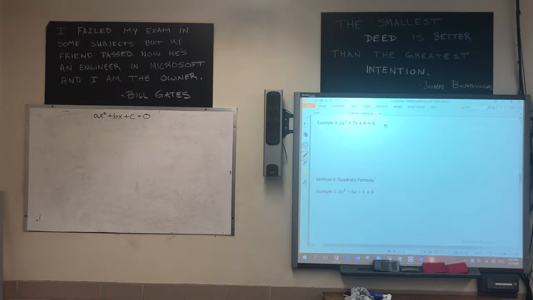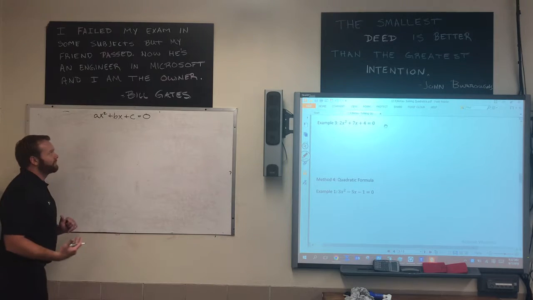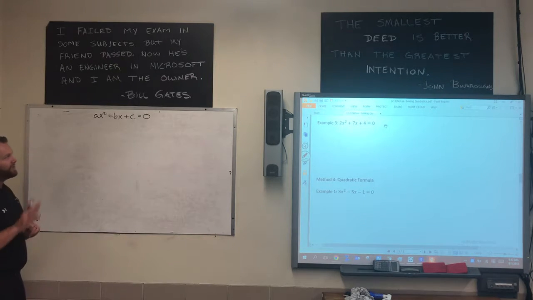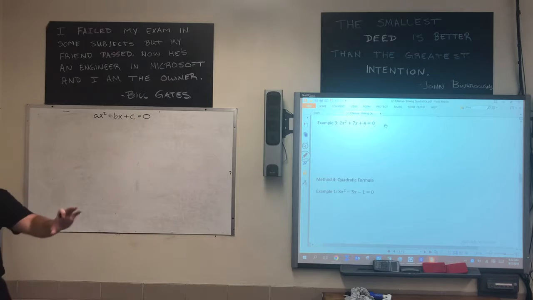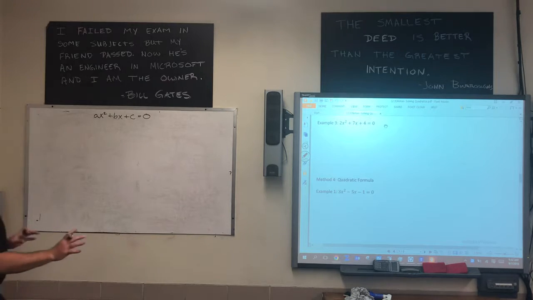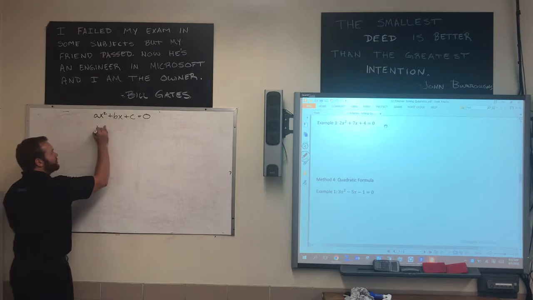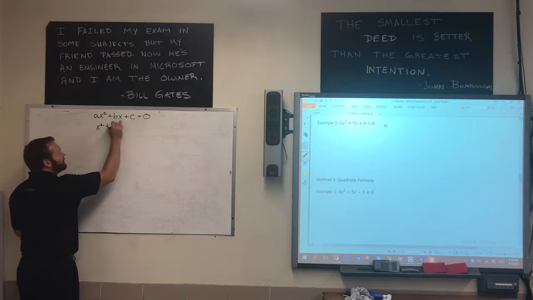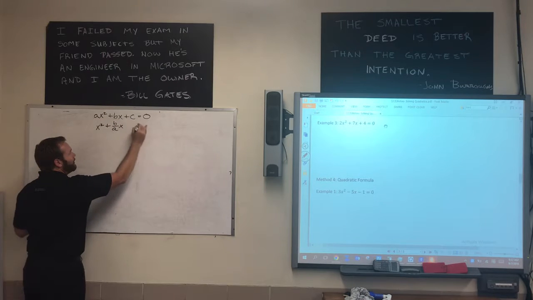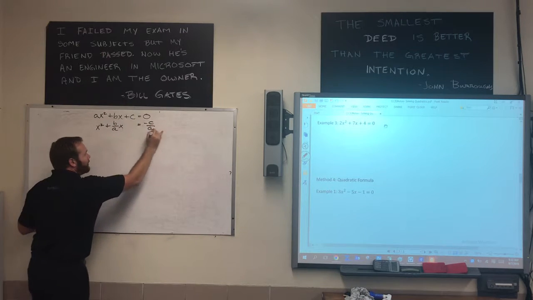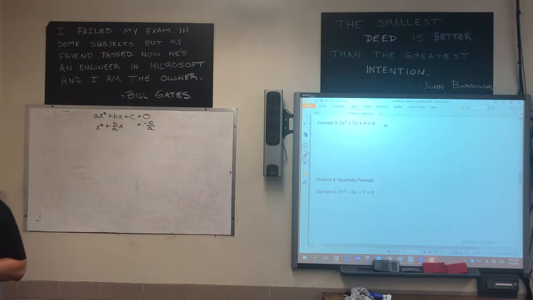Now I'm going to complete the square with this. If you remember yesterday, the first two steps were independent of one another. You can move your constant C to the other side, or you can divide all terms by A. I'm going to do both those things at the same time. So when I do that, it should look like this. Okay? Move my C term over, divide everything by A.